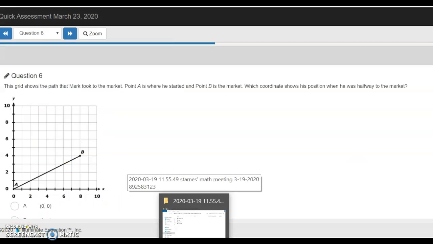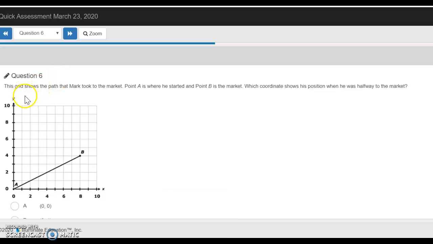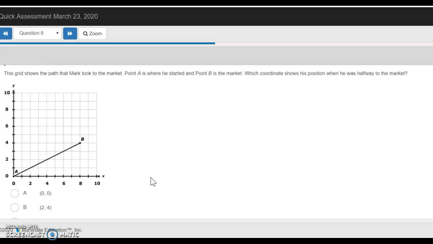Hey guys, I got just enough time to maybe go through one more problem. Let's look at number 6. It says the grid shows the path that Mark took to the market. Point A is where he started, and point B is the market. Which coordinate shows his position when he was halfway to the market? So we need to be looking for about halfway, and what we can do is look at the answers they gave me, and I can actually use these to see which one would be about halfway.